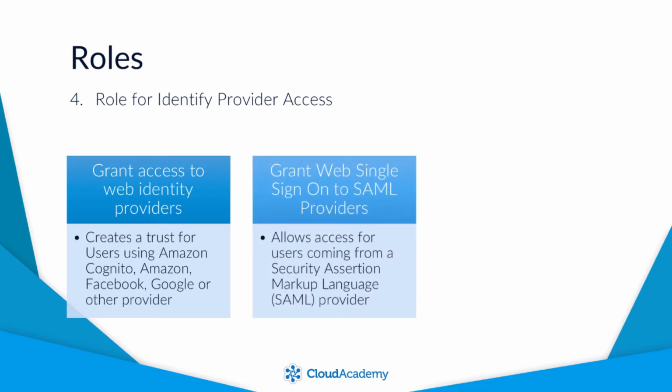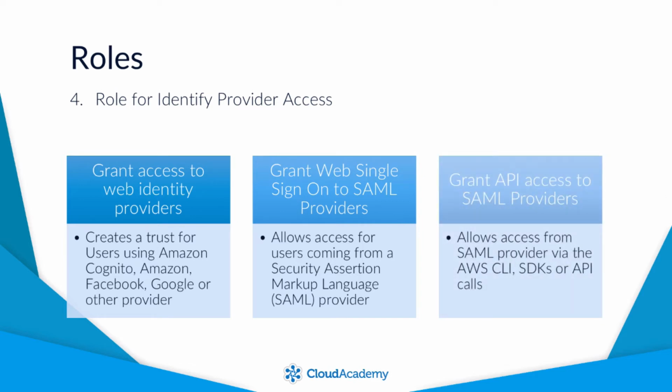Grant web single sign-on to SAML providers. This allows access for users coming from a SAML provider, which stands for Security Assertion Markup Language. And grant API access to SAML providers. This is similar to the previous option, but it allows access via the AWS CLI, SDKs, or API calls. For these options, a trust relationship is set up between the external identity providers to allow access to your AWS account's resources using their existing identity provider login information. I shall be covering more on Identity Federation in greater depth in a lecture later in this course.